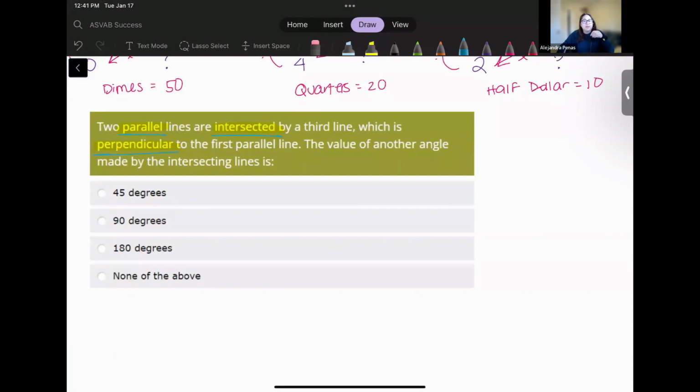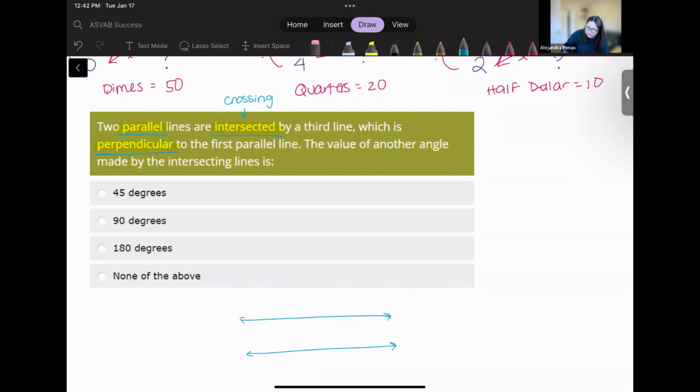So parallel means two lines that are going right next to each other and they never cross. It's like the railroads. They're never going to just randomly go crack. No, they're never going to touch each other. So you have two parallel lines. Intersected is a really fancy word for crossing. So let's say these two lines right here. They're never going to cross.